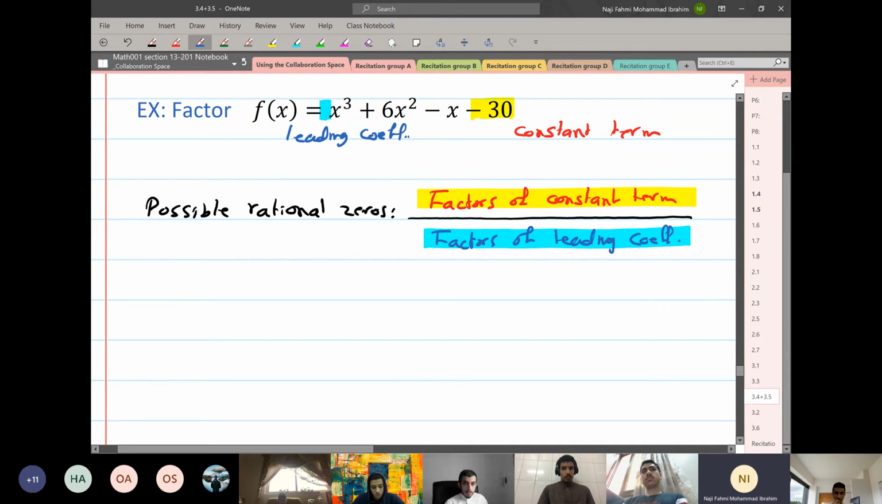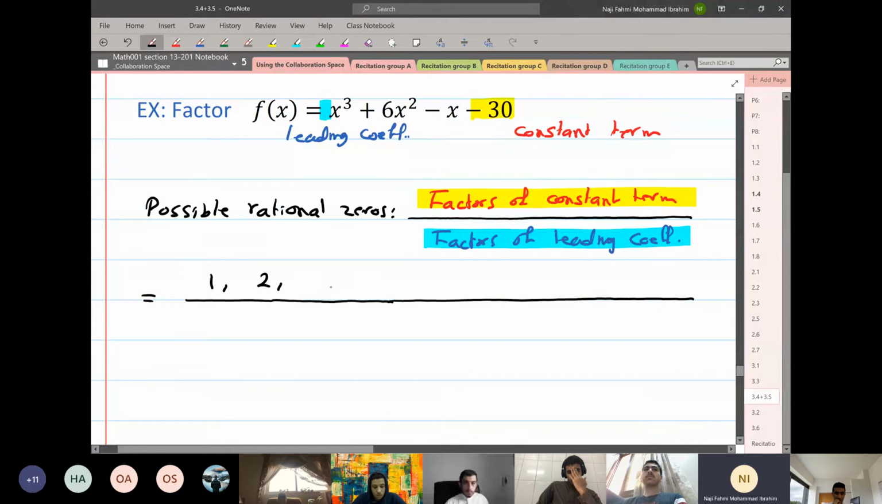Now, what are the factors of the leading term? Sorry, the constant term. Do you know what the factors of 30 are, Shabab? 30 is divisible by what? Is it divisible by 1? Yes. So 1 is a factor of 30. Is 30 divisible by 2? Yes. Is it divisible by 3? Yes. 5, 6, 10, 15, and what? 30. These are the factors of 30.